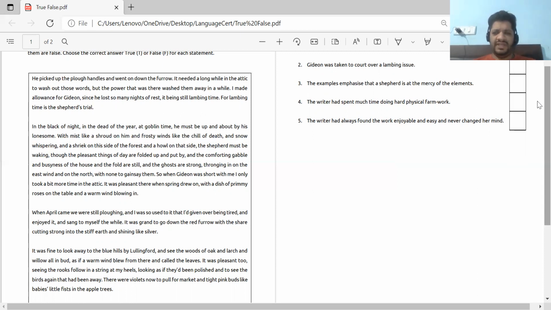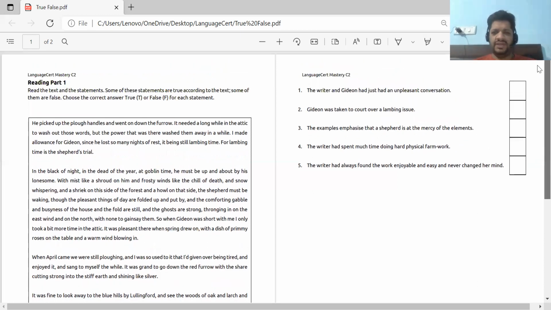And let's see. The writer and Gideon had just had an unpleasant conversation. So yeah, if words had washed them away, or if there had been unpleasant nights, of course there had been something of a scuffle. There must have been something that was unpleasant. So this is something true according to the passage.